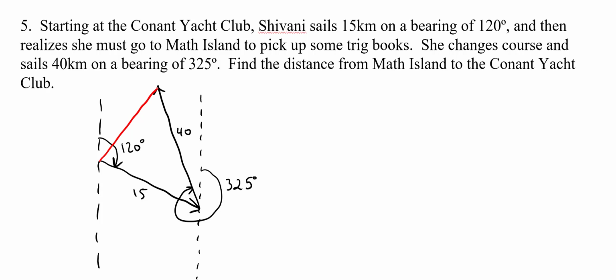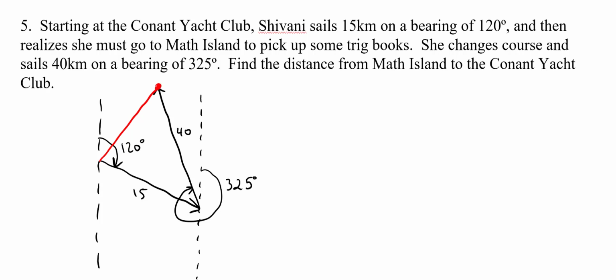So it's kind of like she went 15 kilometers and then 40 kilometers. She's starting at the Yacht Club, goes to Math Island, and then it doesn't say where she's going after that. Maybe she's going to some English island. Probably not. I wouldn't want to go there. Okay. Anyway, so she's right here. This is your final destination.